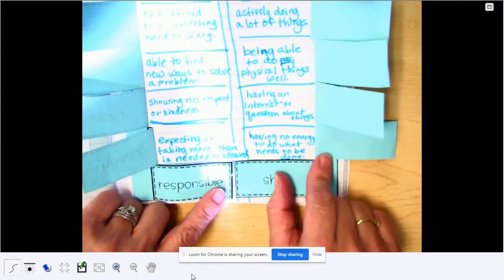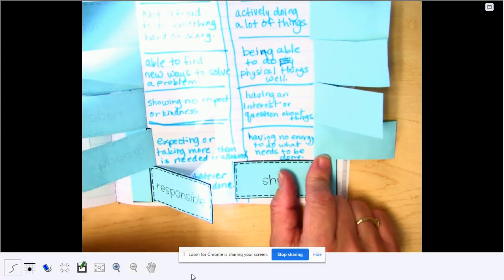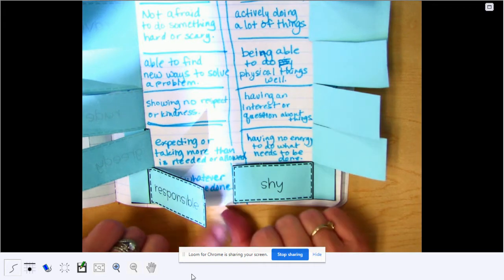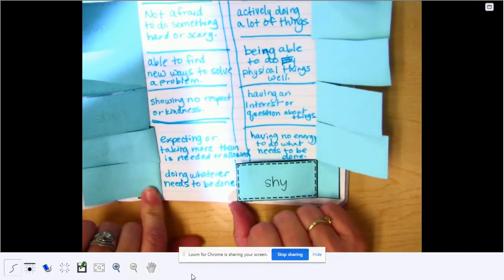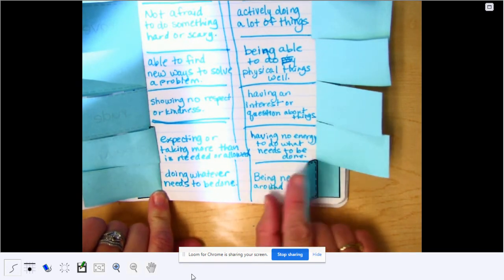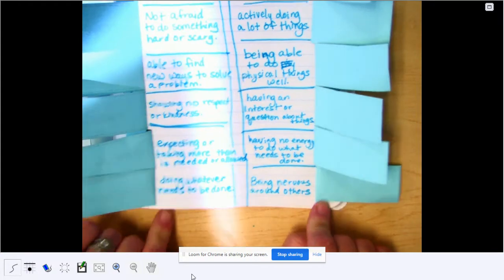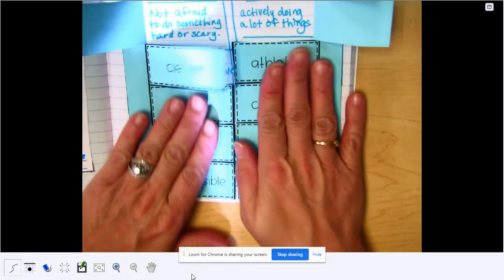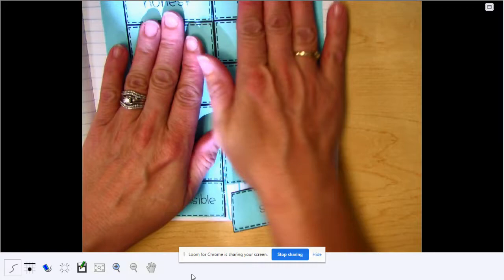Lazy, having no energy to do what needs to be done. Responsible, doing whatever needs to be done. And last, shy, being nervous around others. So much so that you can't even talk sometimes or don't want to look.